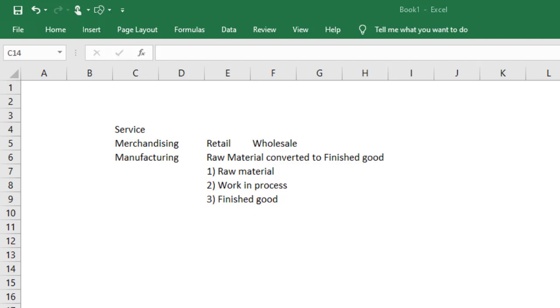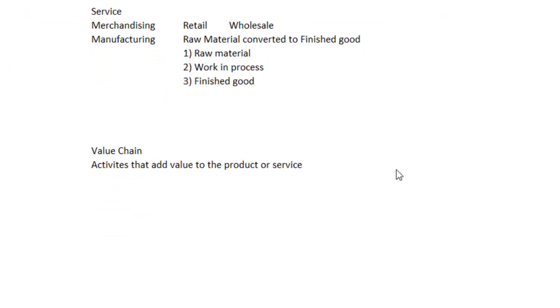So throughout this class, we're going to think about the company as either being a pure service, a pure merchandiser, or a pure manufacturer. We're not looking at companies that are going to kind of cross over and do different things. It's much easier to learn that way. Now, these businesses create what they call a value chain. So let's talk about that for a second. So a value chain is basically activities that add value to a product or service.